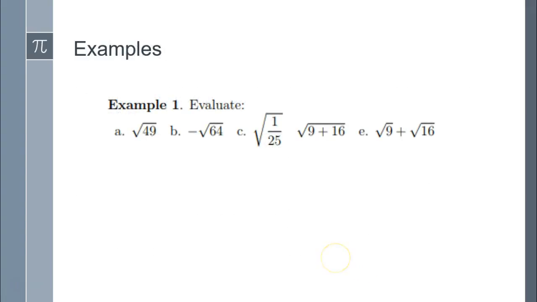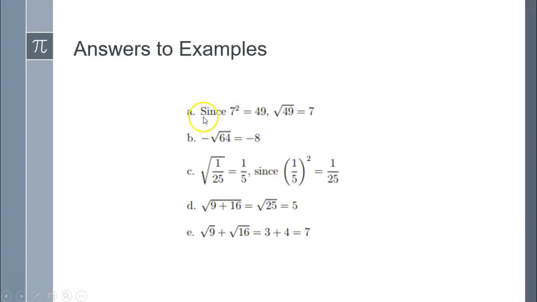So here are some more examples. We're going to evaluate the square root of 49, the negative of the square root of 64, and what do you do when you have a radical of a fraction or a sum? There's no letter D there, but that's the fourth example. You can't do these individually, but you can do these individually because it's division. We'll see that. So for A, the square root of 49 is 7, because 7 times 7 is 49.